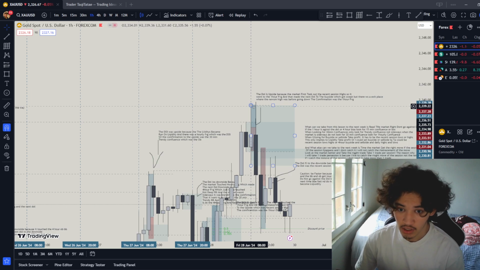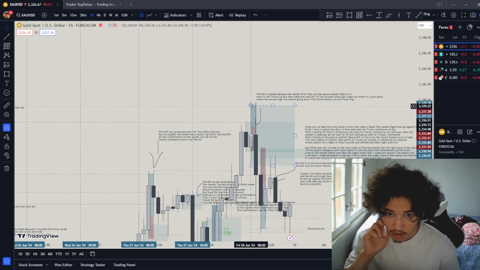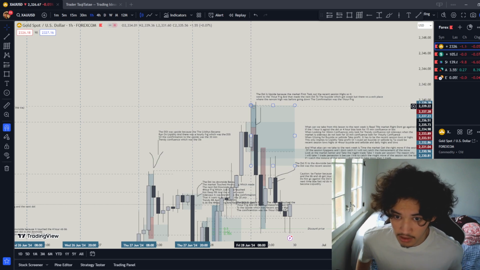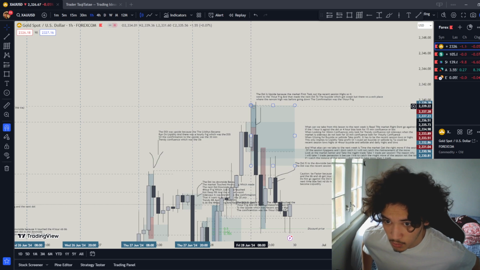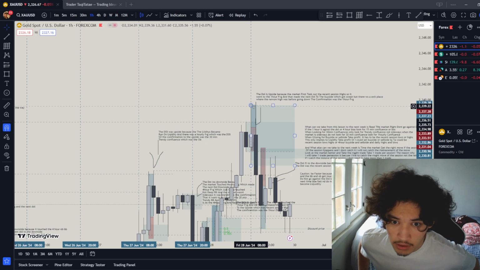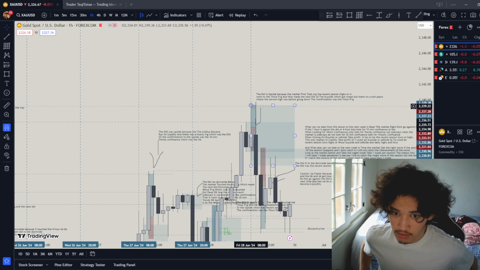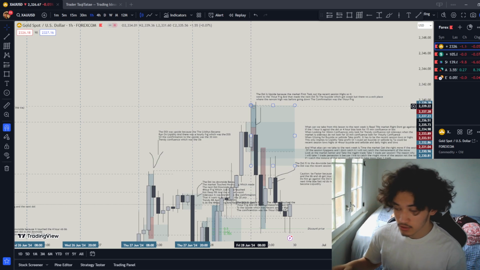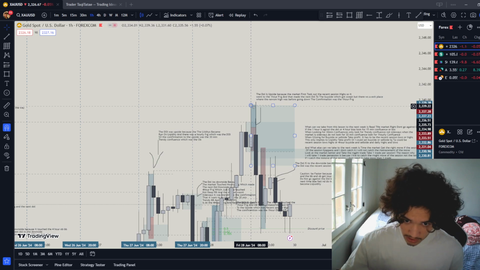The drawn liquidity for this trade was to the upside because it first took out the recent session highs, so the market went to the hourly fair value gap, and the next drawn liquidity was back to the upside, which got swept. But there was an exit place where the news high was, before the market went back down, right? And the confirmation candle was the hourly fair value gap to the upside, right?